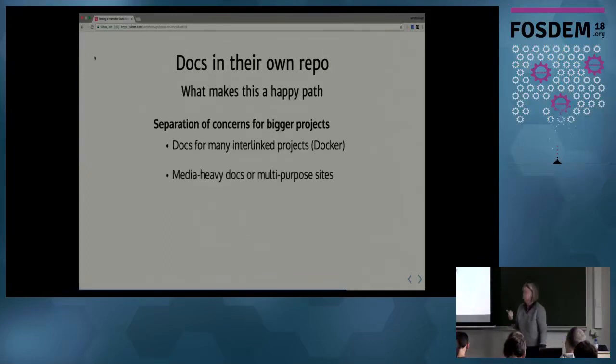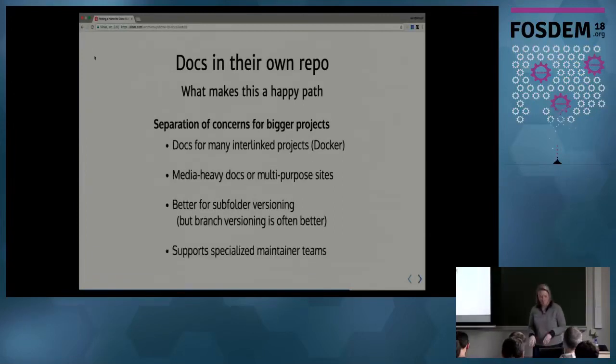Another thing, media-heavy docs or multi-purpose sites is great because now they're going to be separate from your code. Subfolder versioning, another one that's better. But branch versioning is probably a better way to do it because it's much more efficient in general. And it also supports specialized maintainer teams. So if you're a big project and you've got your code maintainers and your docs maintainers and they're two different groups of people, it's easier for those people to manage their two separate repos.